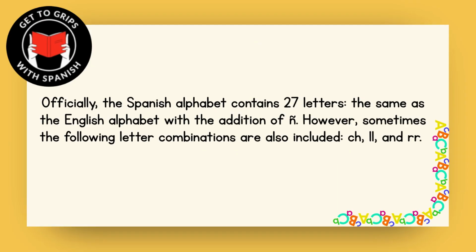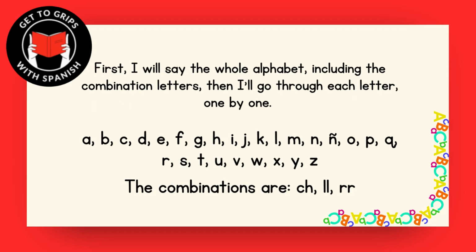Officially, the Spanish alphabet contains 27 letters. It's the same as the English alphabet with the addition of ñ. However, sometimes the following letter combinations are also included, which are CH, double L and double R. First, I will say the whole alphabet, including the combination letters, then I'll go through each letter one by one.